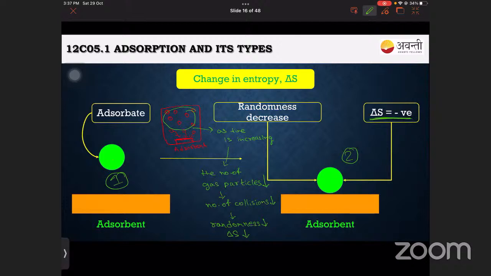Entropy is decreasing, right? So what is happening regarding enthalpy? Because of the formation of the new bonds, energy was released. Now what happened to entropy? Because of the adsorption process, the adsorbate onto the adsorbent, randomness decreased, entropy decreased. Energy was released, so enthalpy was negative, and entropy decreased, so entropy is also negative.